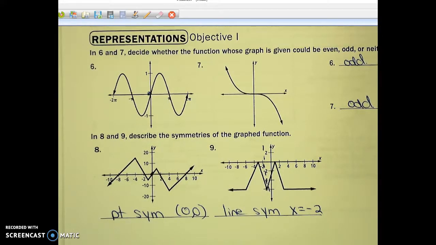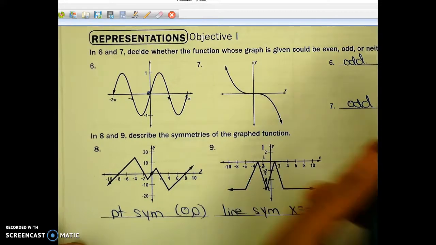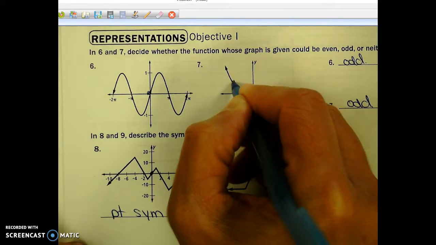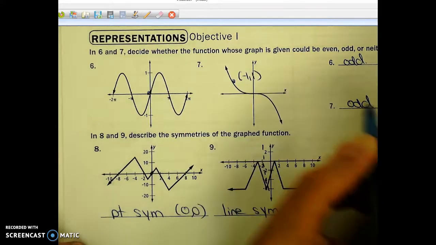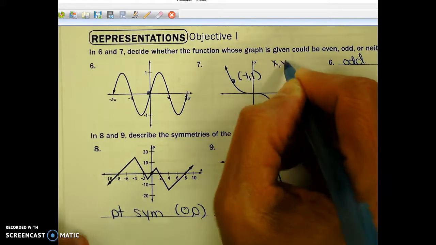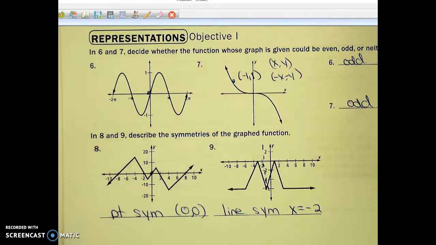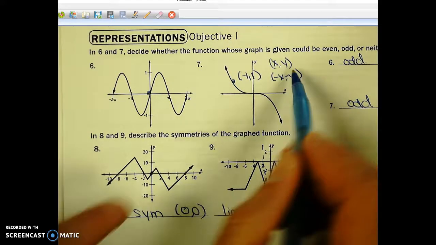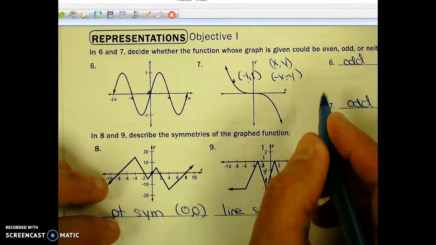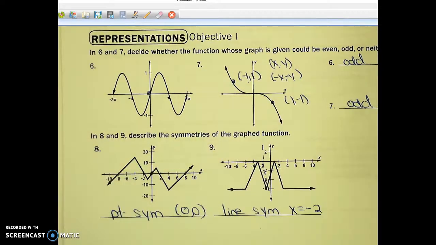I'm going to point out one other thing that we had talked about in class. If it is, in this case, odd, then the transformation, let's take a point on this graph right here. Let's suppose this point right here is (-1, 1). The transformation for an odd function is (x, y) gives you (-x, -y). So let's see, if (x, y) is this point, when I take the opposite of both of those, I end up with (1, -1). Is that point on the graph? And again, roughly it is. So that's another way of knowing that it's an odd function.